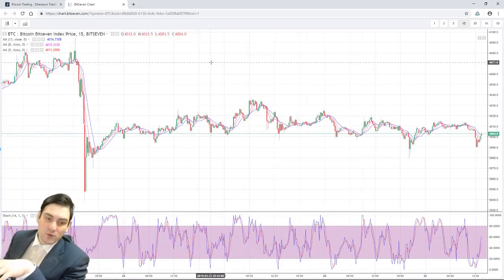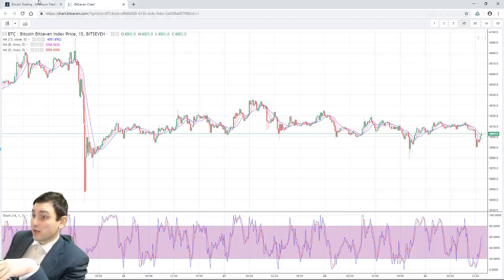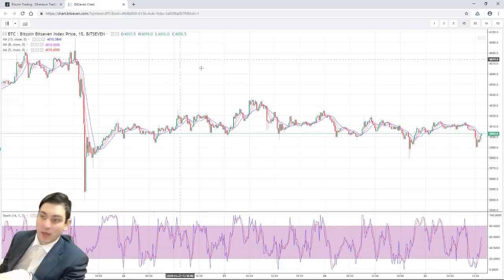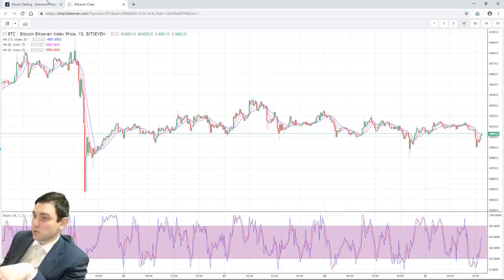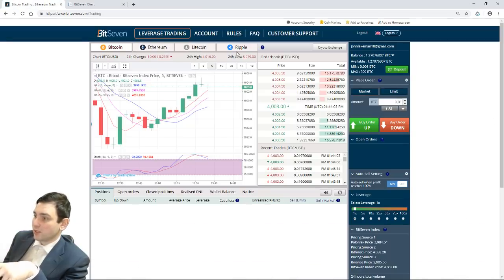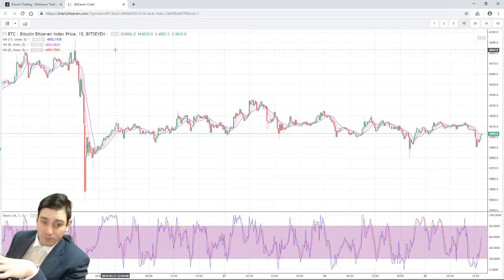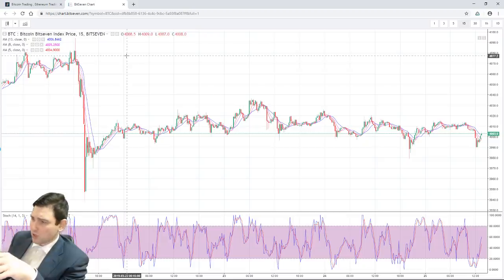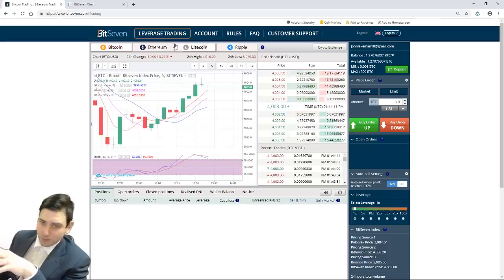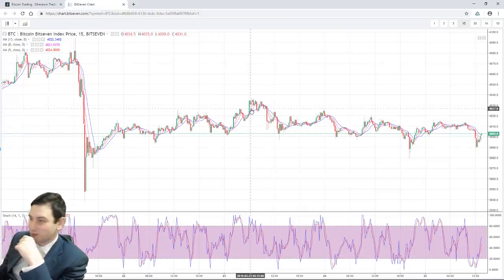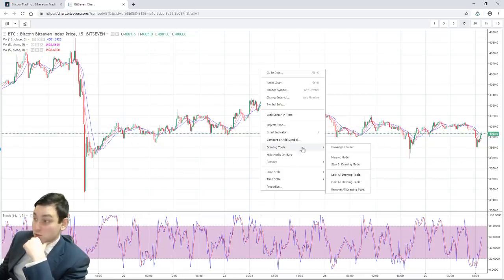Also, for those of you who are not familiar with the platform, we are trading on bit7.com, and we have many convenient tools here. You can trade Bitcoin, Ethereum, Litecoin, Ripple, but today we are trading Bitcoin. Maybe some other day I will trade Ripple, because I have some ideas about that. So keep on watching.